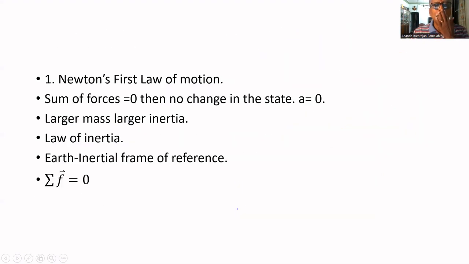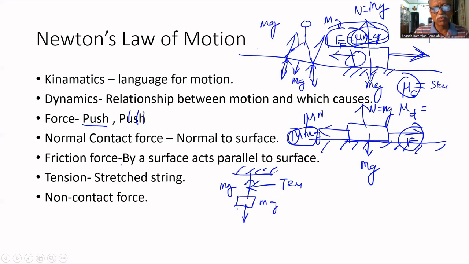Then Newton's first law: if you add all these forces, the sum is equal to 0. For example, for vertical forces, if mg is acting downward, let us take it as positive, and the normal force acting upward is minus mg, the sum is equal to 0. Similarly, F and mg are perpendicular to each other, that's why they are independent. There is no connection between them.